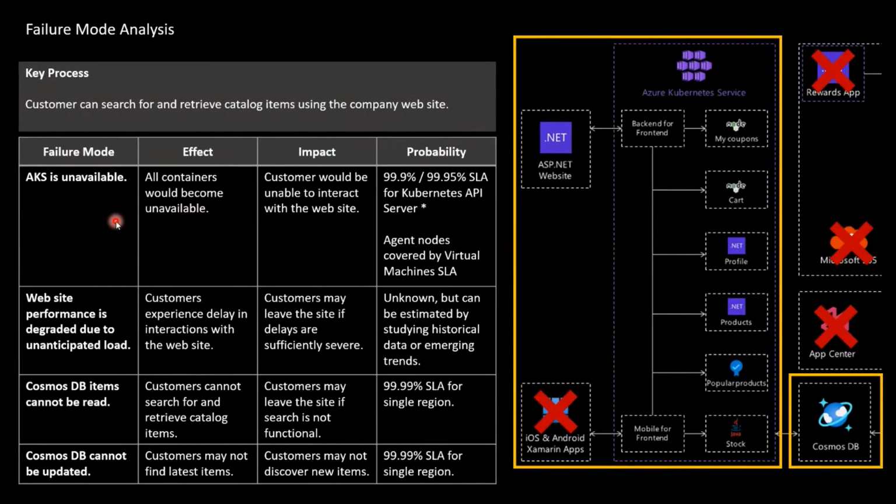I think fundamentally, it's hard to argue that one failure mode is that AKS may simply be unavailable. And so if that happens, the effect of that is that all of the containers running in AKS would also become unavailable. And the impact of that kind of failure is that your customer would just not be able to interact with your website at all. So this is a serious failure. In terms of how we call this, it's bad from my perspective. This would be a very bad day.